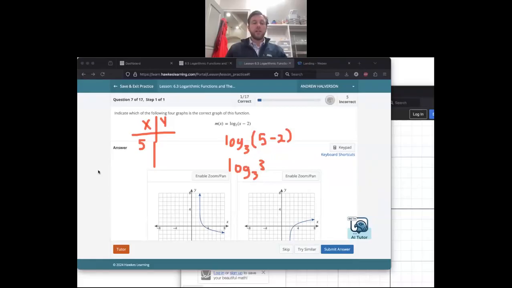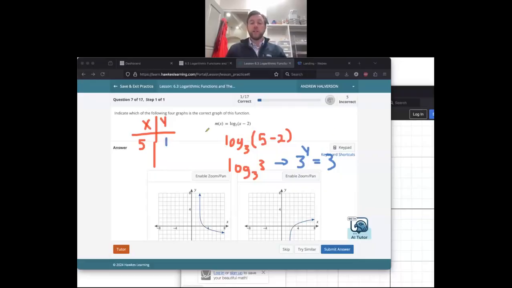Do the translation. 3 to the x equals 3. Well, it shouldn't be x, I shouldn't use x. I should use y. 3 to the y equals 3. So what value is y? 1.